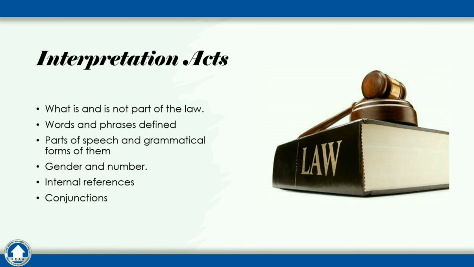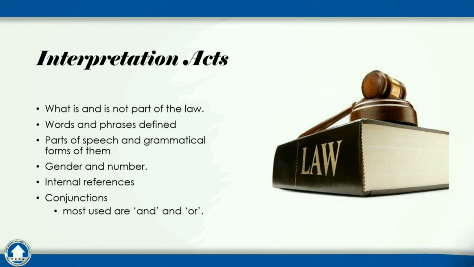Conjunctions. The conjunctions most often used are and or. Usually and will be between, say, two paragraphs, which means both have the effect at the same time. So if M believes A and B, M must do X means M cannot do X unless M believes A and B.